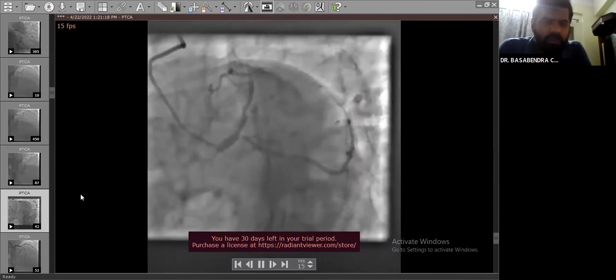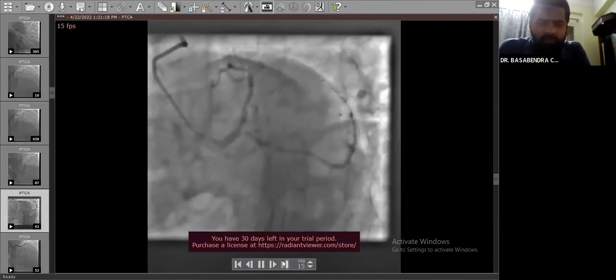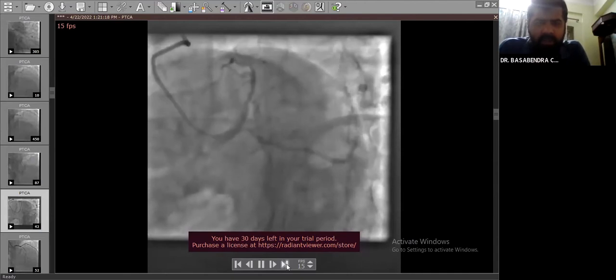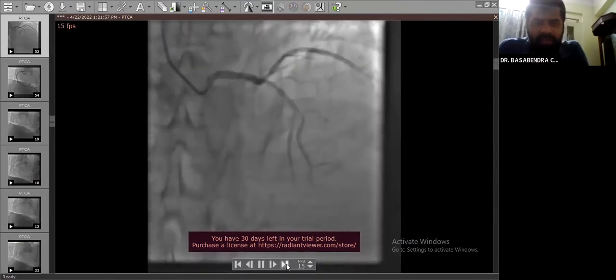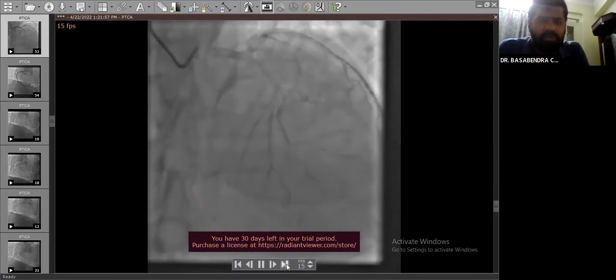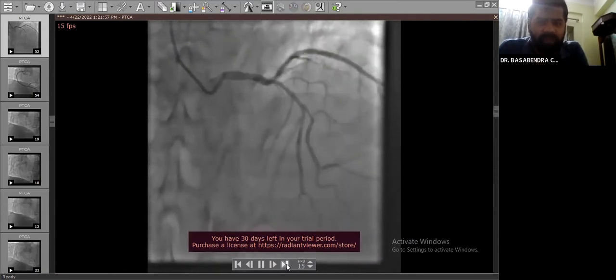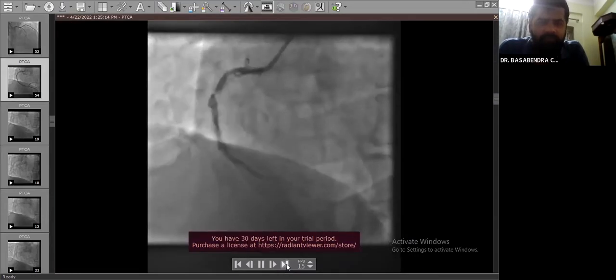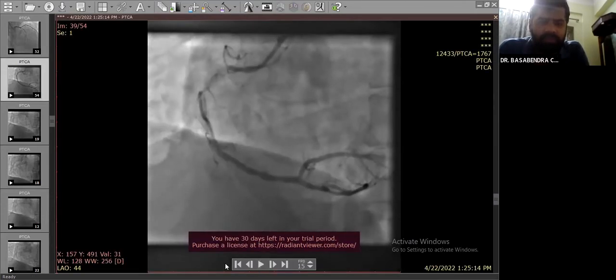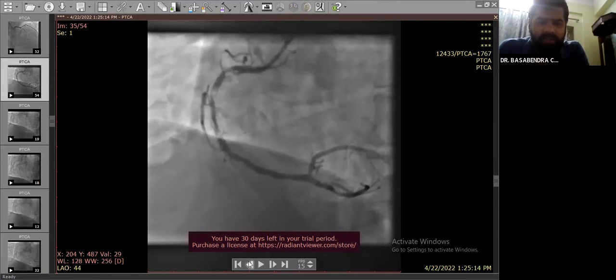So then we went ahead with our plan of the PCI to RCA, which again posed some different kind of challenges. The last left coronary shot just confirmed that the lesions were as before. So this was the RCA lesion.